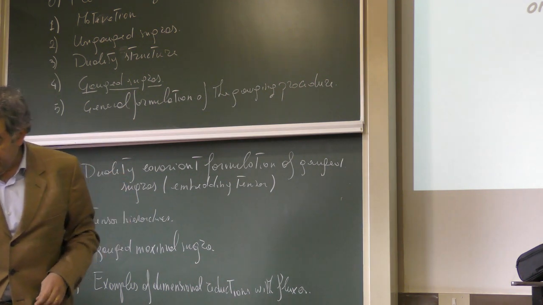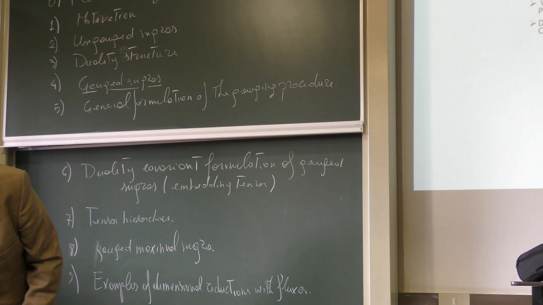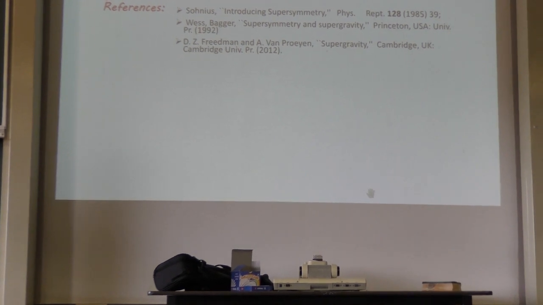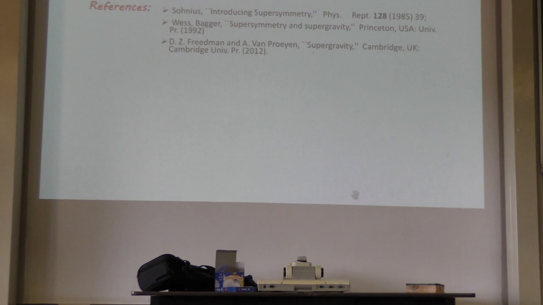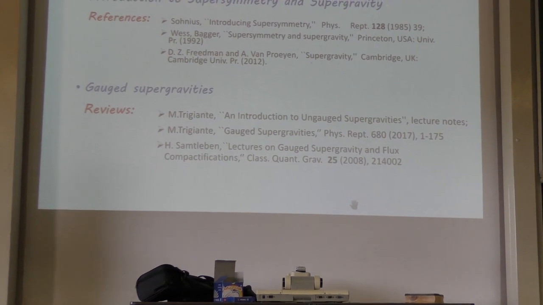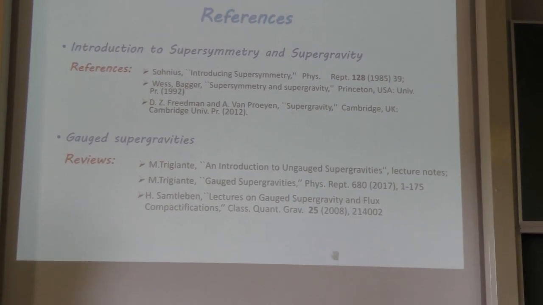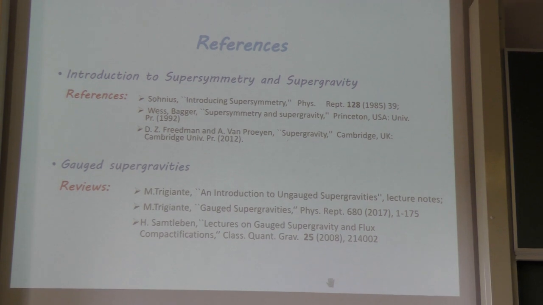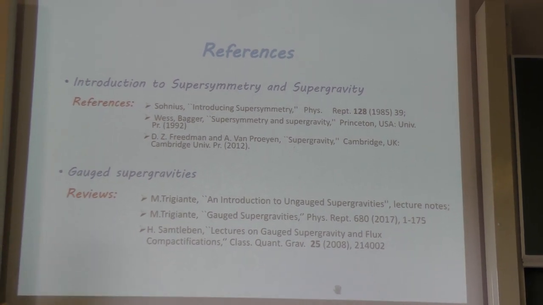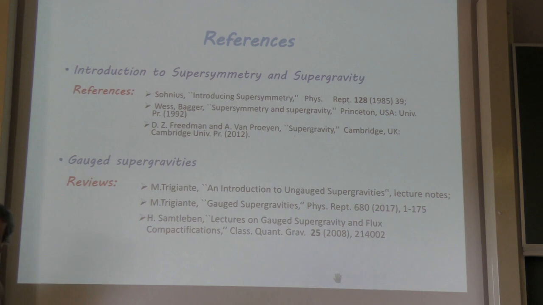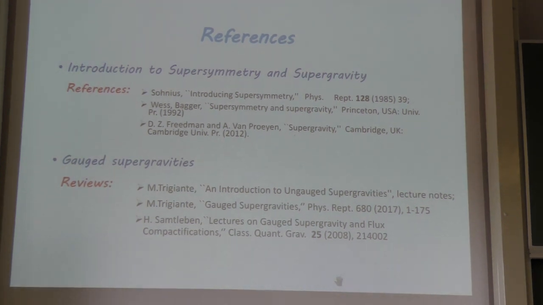Let's start from the preliminaries. So let's start with some references. These are the main references on the general subject of supersymmetry and supergravity. They are very well known references. While for the specific subject of gauge supergravities and dualities in gauge supergravity, the subjects which will be dealt with in this course, I can suggest these references. The first is the lecture notes, which should be available to you on the website, and then these are recent reviews on the subject.